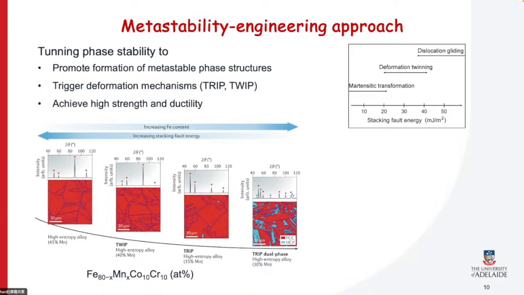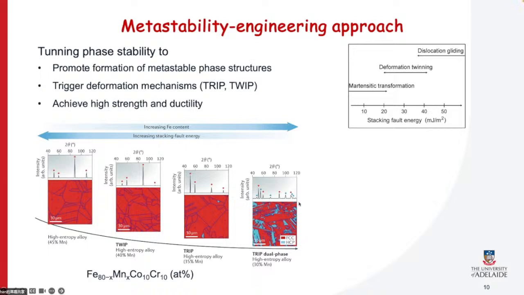For example, this is the most famous one: this iron-manganese-cobalt-chromium metastable high-entropy alloy. The idea here is to reduce the stability of the FCC phase through reducing the manganese content. The red color here is the FCC phase, and the blue color here is the HCP phase. As you can see, if we reduce the manganese content, we're reducing the stacking fault energy. Because manganese is the FCC stabilizer, less manganese means a less stable FCC phase. So that is the idea of the metastability engineering.